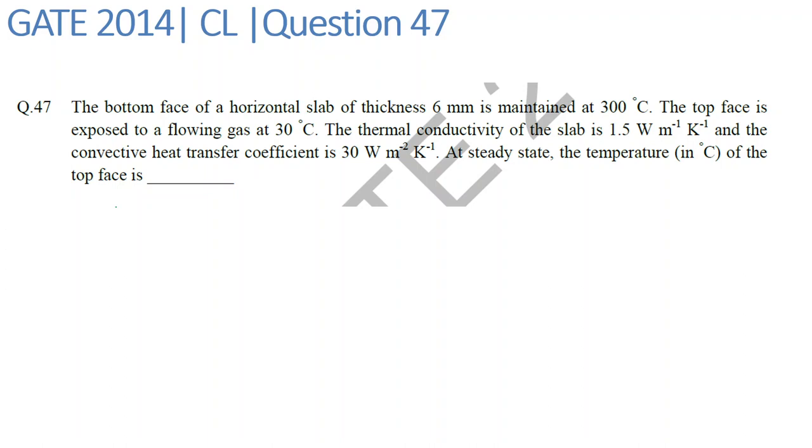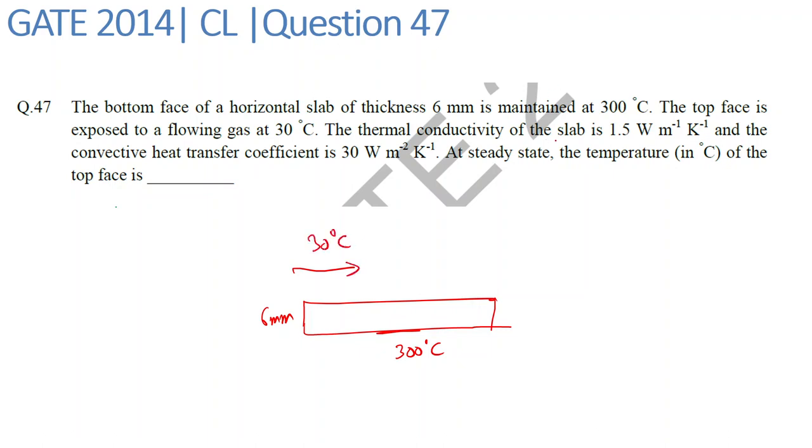So this question is from GATE 2014, question number 47. In this question we have been given that the bottom face of a horizontal slab of thickness 6 mm is maintained at 300 degrees Celsius. Consider this a horizontal slab with thickness 6 mm, and the bottom face is maintained at 300 degrees Celsius. The top face is exposed to a flowing gas of 30 degrees Celsius. The thermal conductivity of the slab is 1.5 watt per meter per Kelvin, and the convective heat transfer coefficient is 30 watt per meter square per Kelvin.